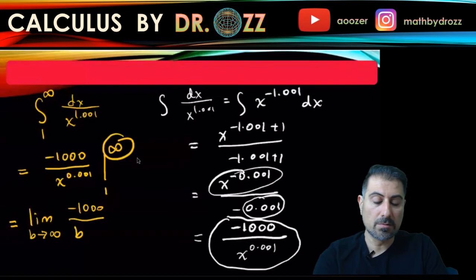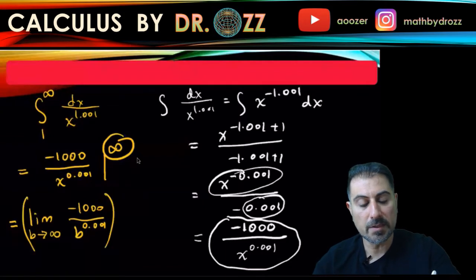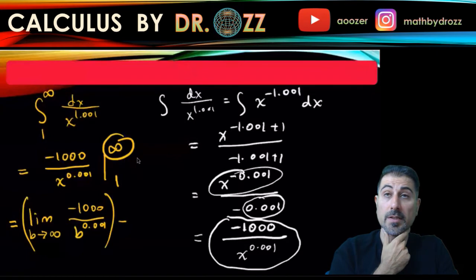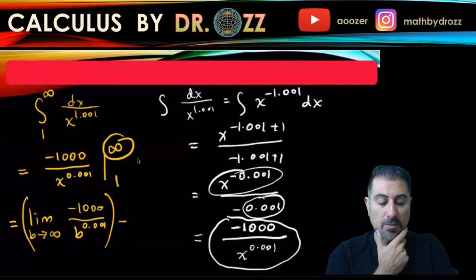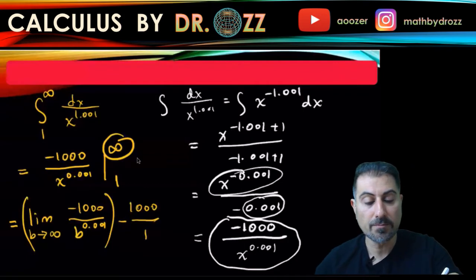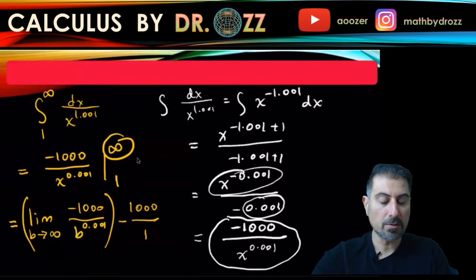x to the power of 0.001. That's me putting the upper limit in. And then minus, you plug in the lower limit. So there's another minus sign over there, 1000 divided by 1, essentially. Let me clean the right-hand side so we can continue from here.